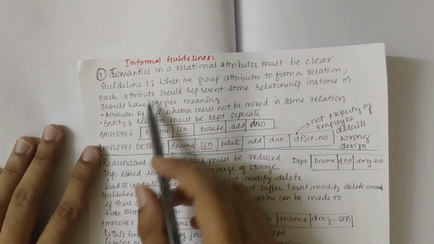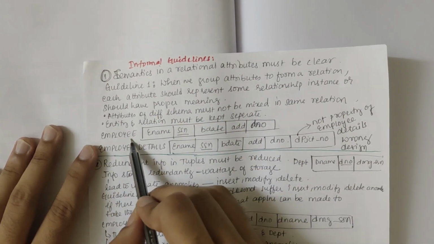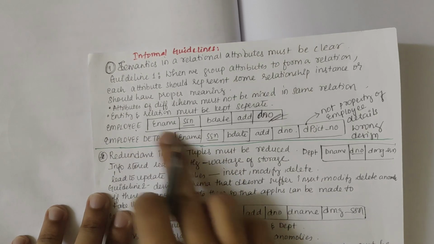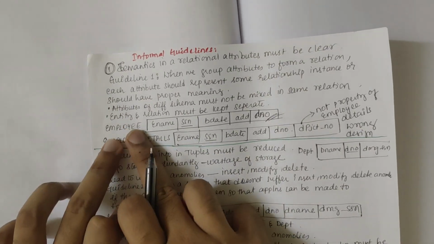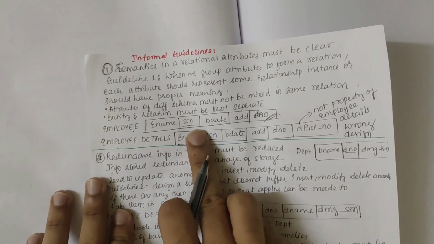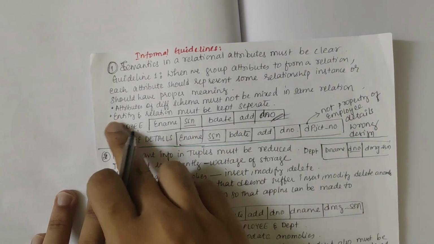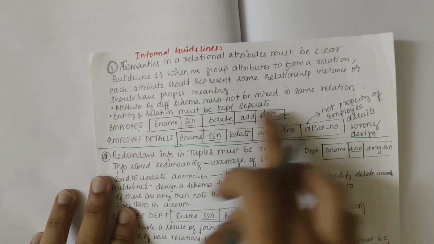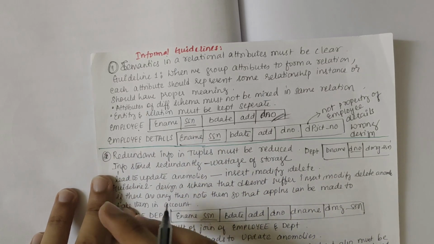So attributes of different schema must not be mixed in the same relation, and entity and relation must be kept separate. Understanding this first guideline with an example, here I have employee. In the employee entity, I have ename, SSN, bdate, address and dnumber as the attributes, which is fine. All these are related to employee and they have some sort of meaning, right?